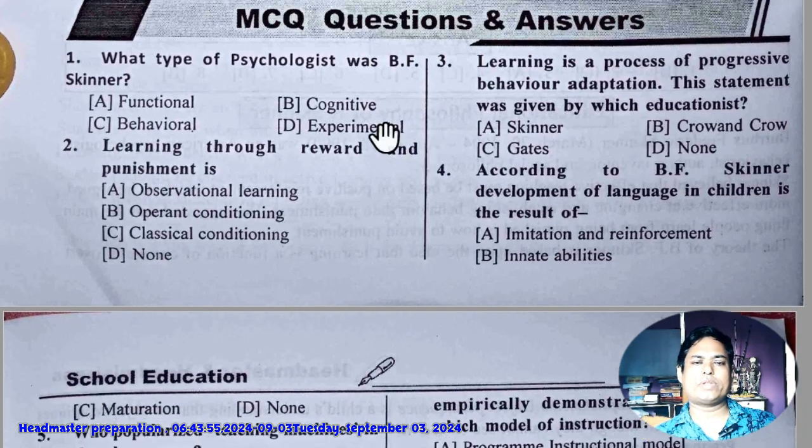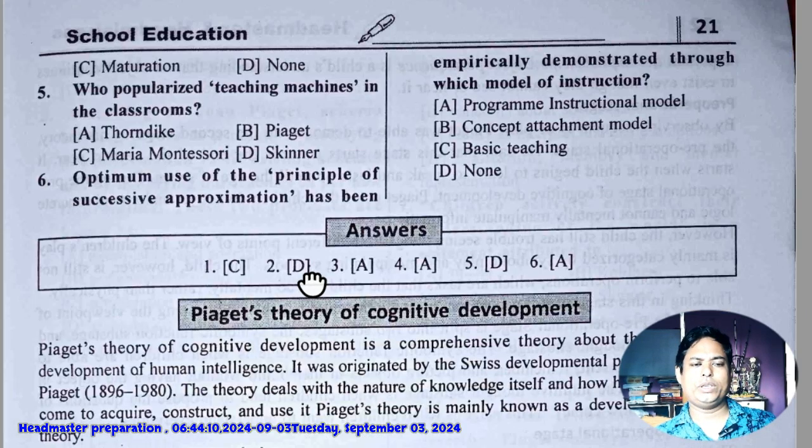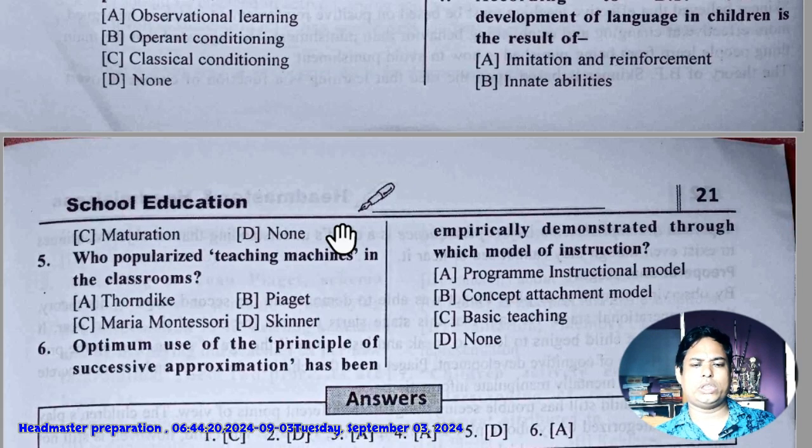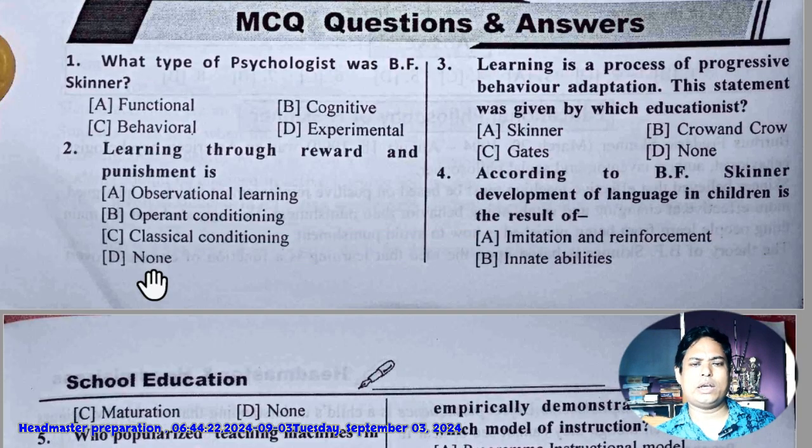Now, what type of psychologist was B.F. Skinner? The operant conditioner. Functional, behavioral, also behavioral. Next, learning through reward and punishment is operant conditioning. Learning through reward and punishment is observed learning, observational learning, operant conditioning, classical? The answer is operant conditioning. Learning is a process of progressive behavior adaptation. The statement was given by educationist Skinner.